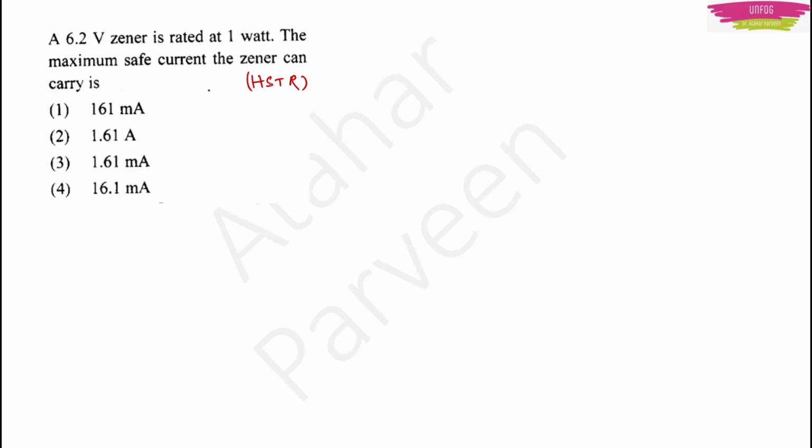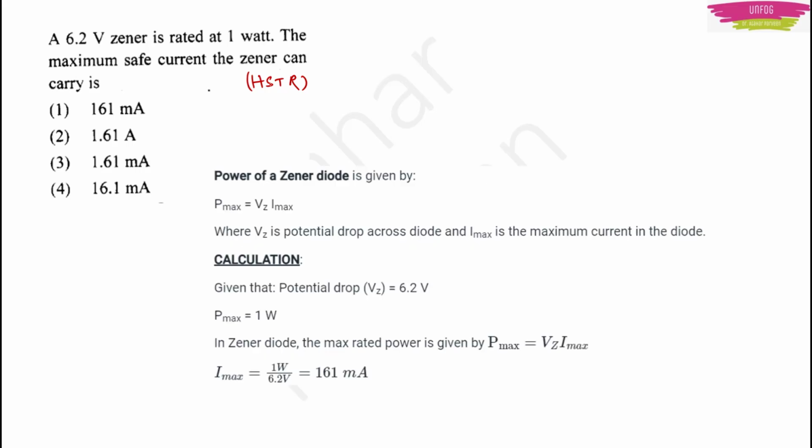Now this is also one HSTR previous year question. A 6.2 volt Zener is rated at 1 watt. The maximum safe current the Zener can carry is, these are the options. Actually this has nothing to do with the Zener diode, because we know from current electricity that power is equal to voltage into current of that material. It can be a Zener diode, a PN junction diode, or any other diode. Here they are talking about voltage because it is a voltage regulator. But you have to use that formula only: power is equal to V into I. Substitute the values and you get the answer. The maximum current will be equal to 161 milliamperes. Here option 1 will be the right answer.